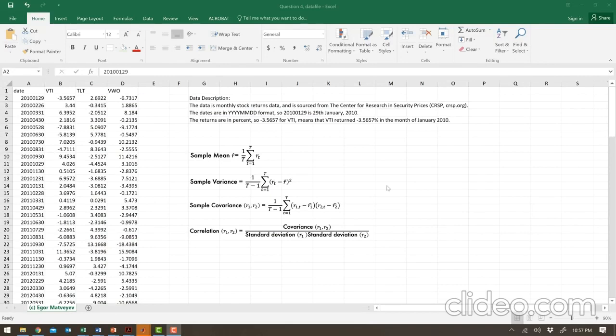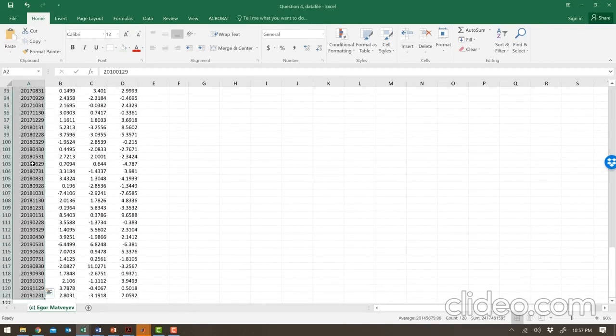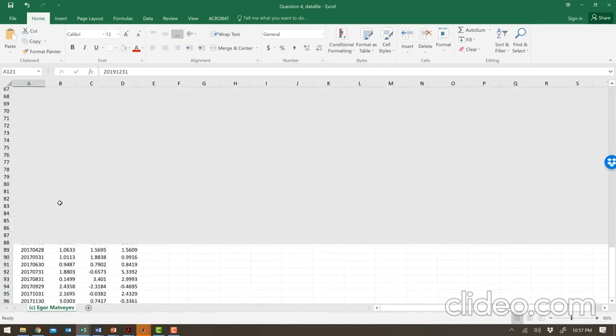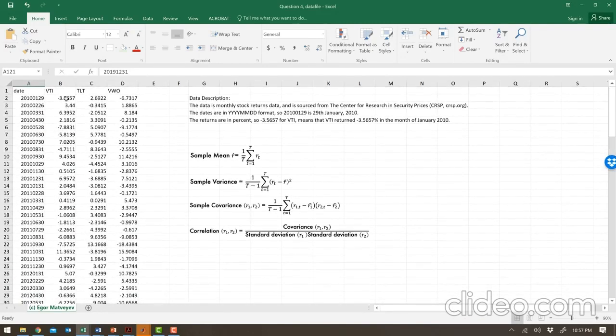Now that we have some color on these ETFs, let's start working with data and compute basic statistics. This is the data file that gives us monthly returns. It starts from January 2010 and goes all the way to December 2019. The numbers in this file are percentage returns. For example, in January 2010, VTI had a negative 3.5% return. And so all of these numbers given here are just percentages.